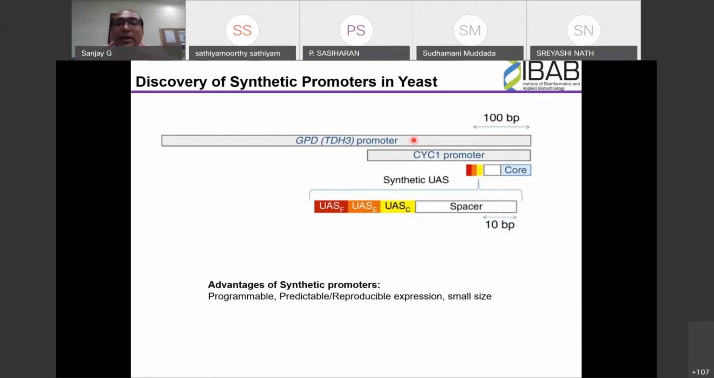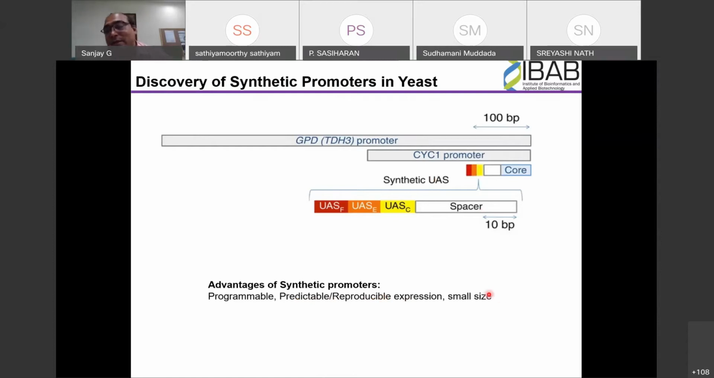So these are the kind of advances that are needed to make these standardized parts. Now, what are the advantages? Of course, they are programmable because you can take these elements and put them somewhere else. They are predictable because they are not regulated by any host factors. That will mean that whatever gene you clone downstream of it will be reproducibly expressed. So every time you use this promoter, you will get only that much expression.